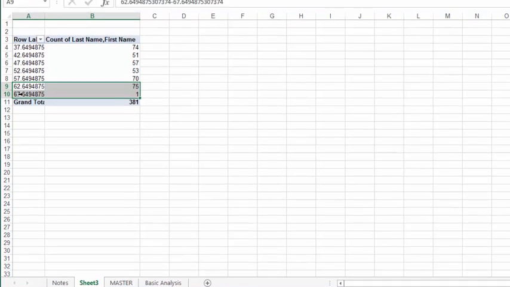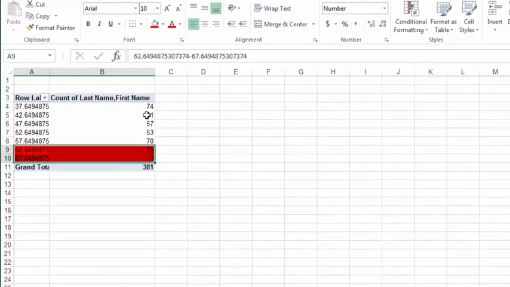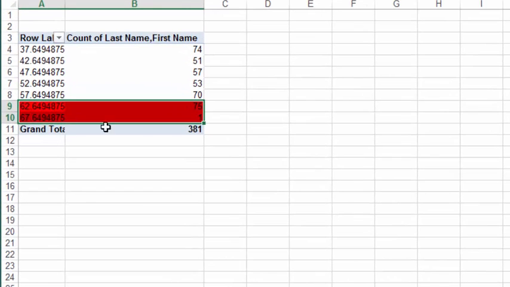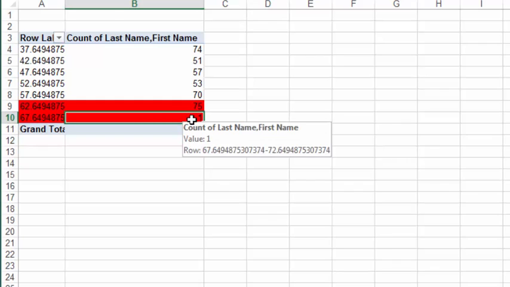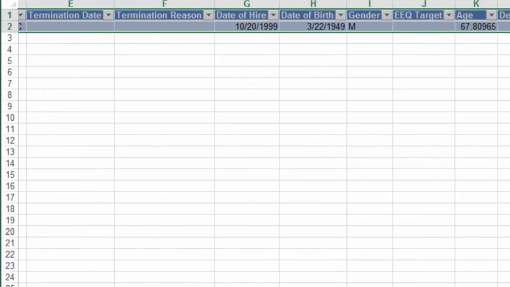And don't be afraid to highlight them. Go up here to your paint bucket and just change the color, right? So I think these people are the ones who are going to retire pretty darn quickly. I mean, there's somebody who's 67, and we could double click on it and see what their retirement preference is and so on, and see exactly who it is. It's a manager of CNC, which is quite critical.